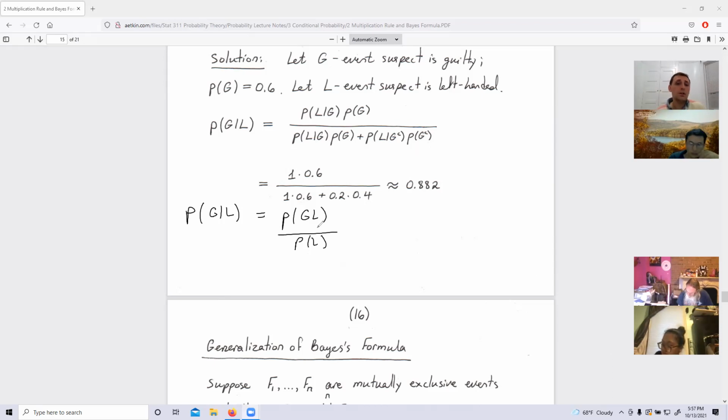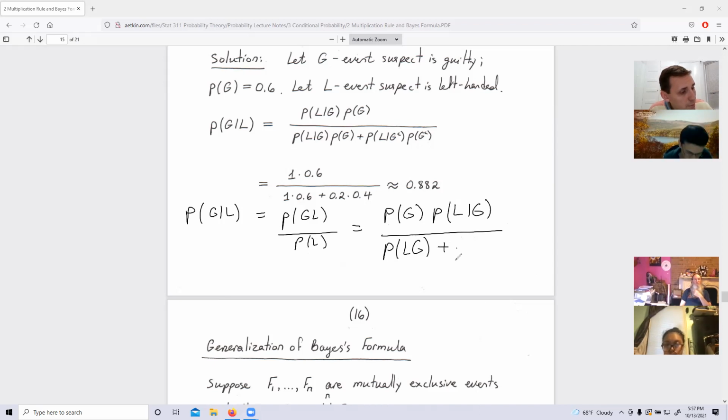Okay, good. So what happens next? This is just the intersection of G and L, and it's much easier for me to condition it this way. So I write it as the probability of the person being guilty times the probability of the person being left-handed given that he is guilty, divided by the probability of left-handedness. I just break it apart. It means the probability of left-handed and guilty plus the probability that this person is left-handed and not guilty. Yes, that's the missing step that I haven't written.